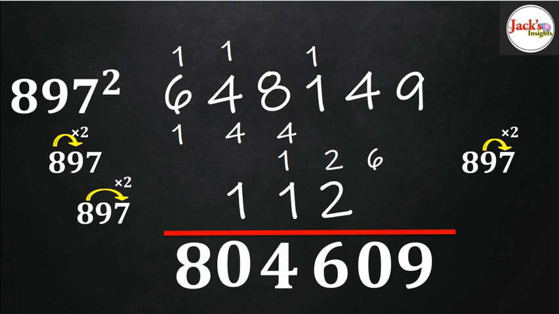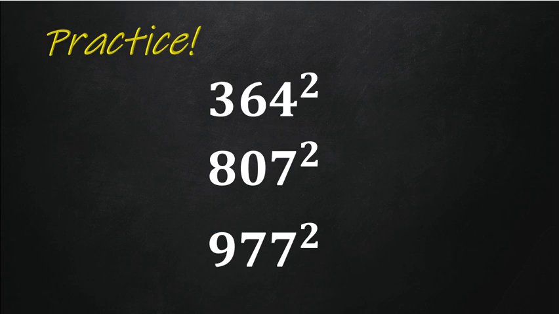So from time to time, we will be able to master this concept or this process if we have consistent practice using this process. Okay, so I'll give you these items, mga insights, so you can practice applying the concept or the process. We have the square of 364, the square of 807, and the square of 977. Okay, so feel free to type your answers in the comment section, mga insights.